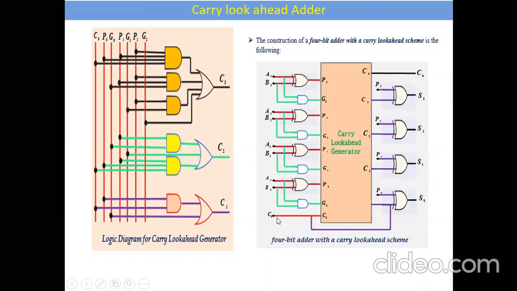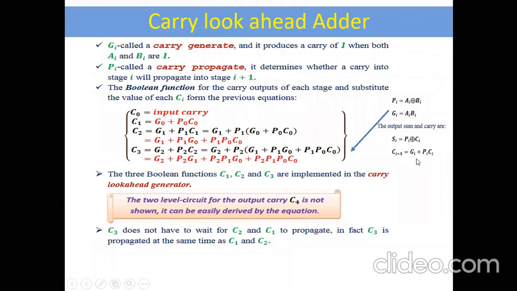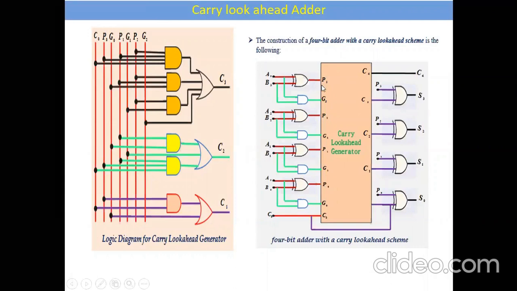Next, what are we supposed to do? Here we directly took G0, P0, C0. What is G0? What is P0? That we are supposed to derive. So that's what we design here. You know what P3 is? P3 equals A3 exclusive or B3. Then what is G3? A3 into B3. That's why an AND gate. Then what is P2? A2 exclusive or B2. Then what is G2? A2 into B2. The same way we should design P1, G1, P0, G0.